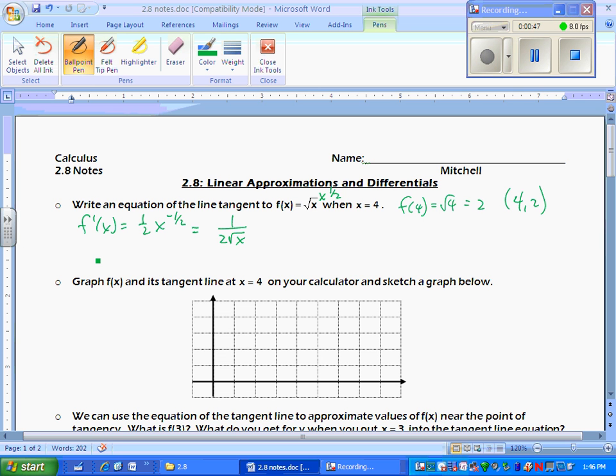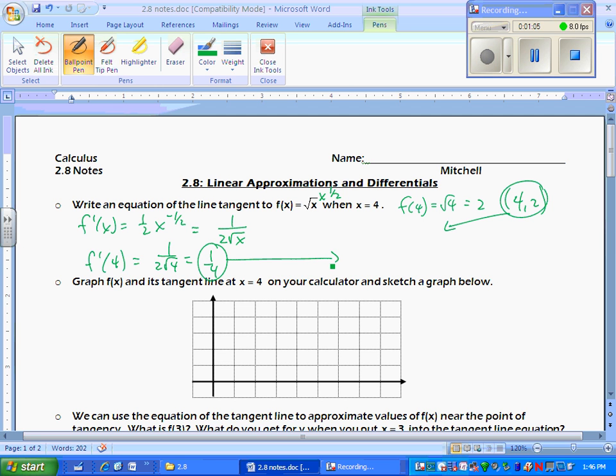So to find the slope, it's just the derivative at that point, so when x equals 4. Square root of 4 is 2. 1 over 2 times 2, we get 1/4 for our slope. This is our point.